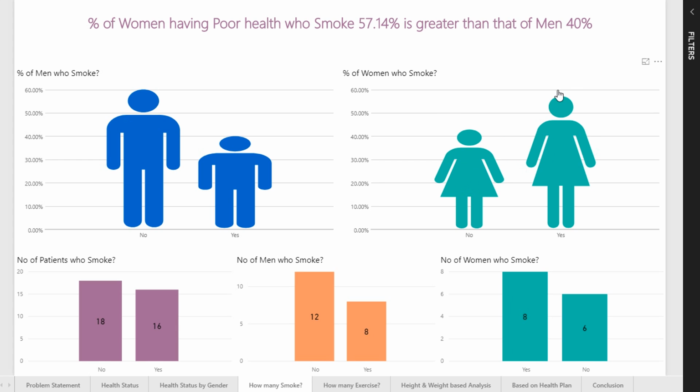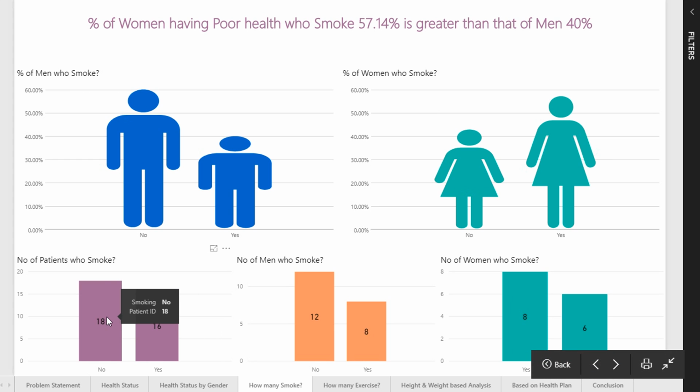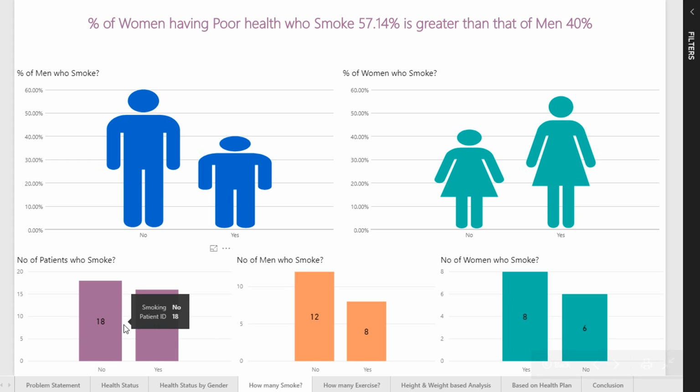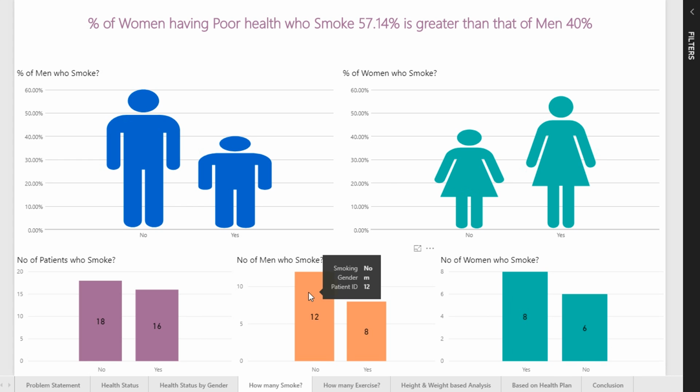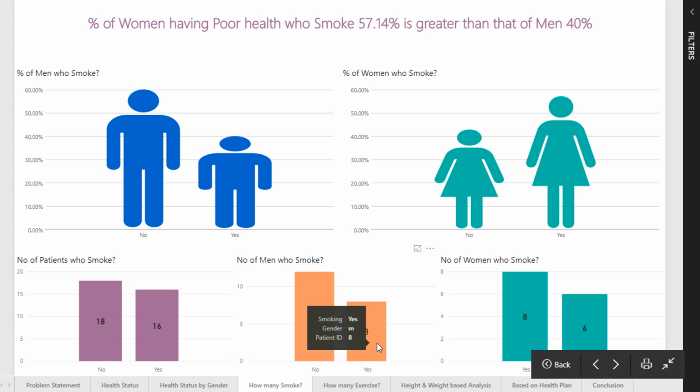This gives us a surprising insight that in spite of more women smoking, the women are having a better health as compared to men. From the below visual, we can understand that there are totally 18 patients with poor health status who don't smoke, and there are 16 patients with poor health status who smoke. This is bifurcated further in terms of men and women. This shows me that 12 men are having poor health status in spite of not smoking, while there are 8 men who have poor health status and they also smoke.